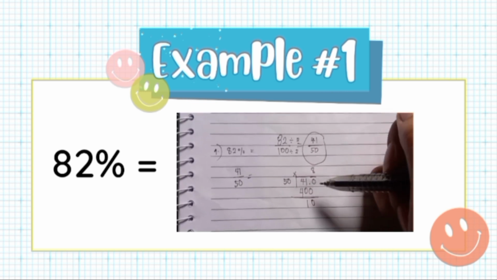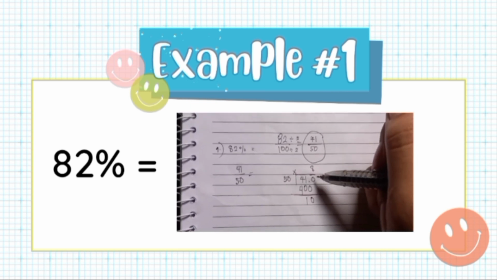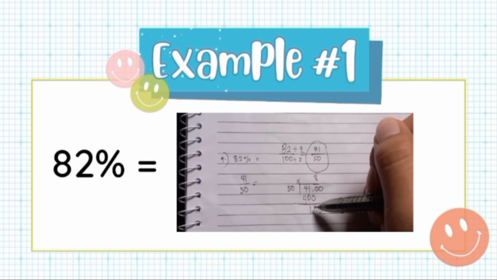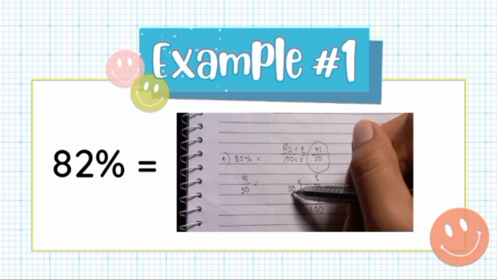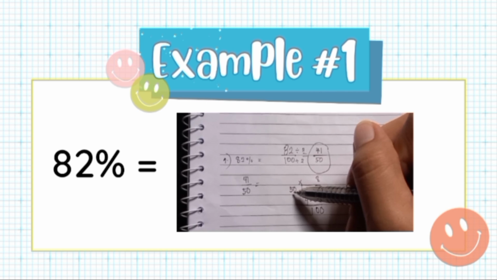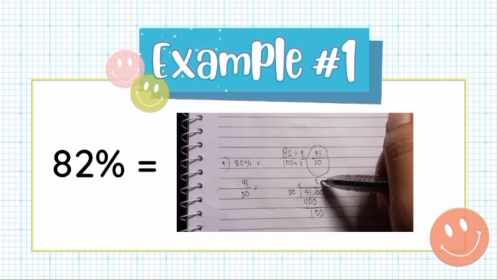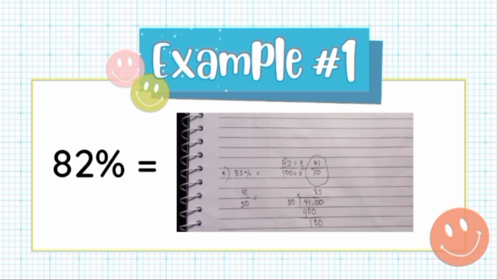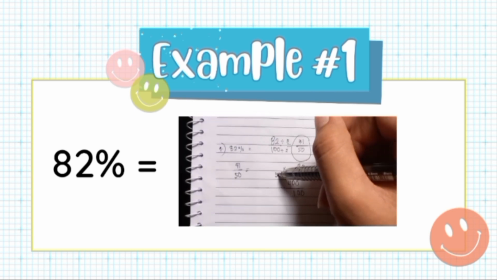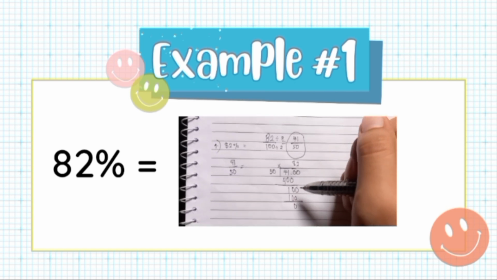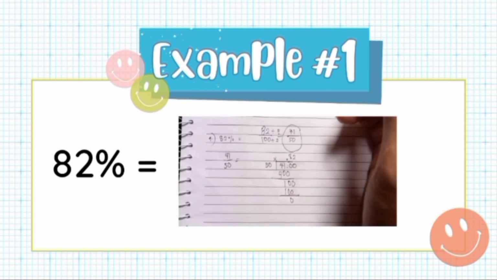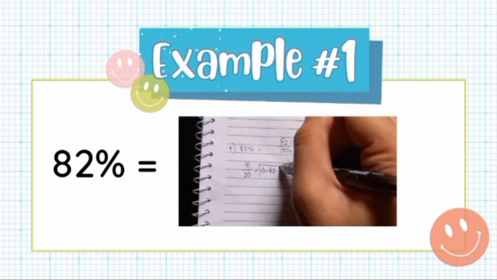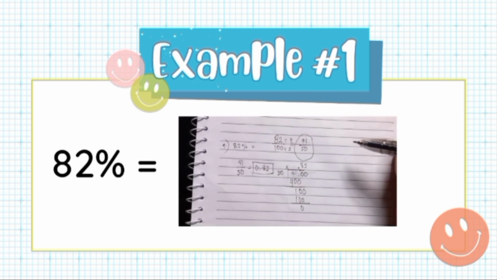10 divided by 50 cannot be done, so we add another 0, bring down the 0, so it turns into 100. How many whole groups of 50 can we pull out of 100? So basically, it's 2. So 2 times 50 is equal to 100. Subtract, then we got a 0. Finally, we have 0.82. So 41 over 50 is equivalent to 0.82.